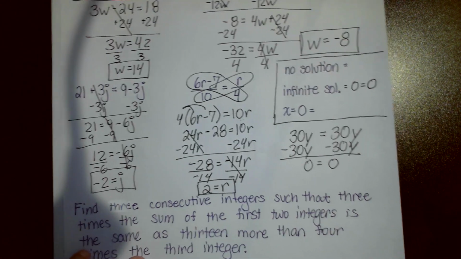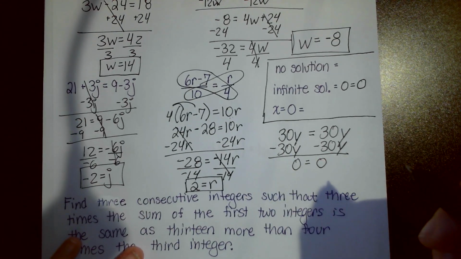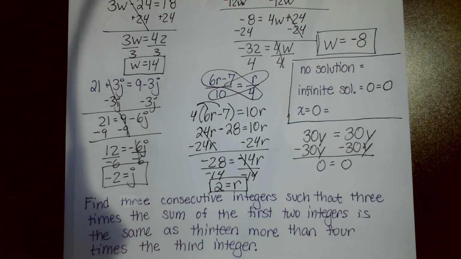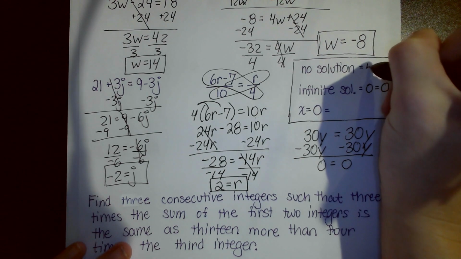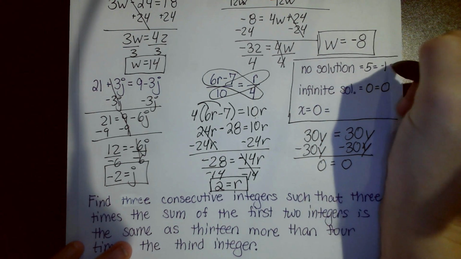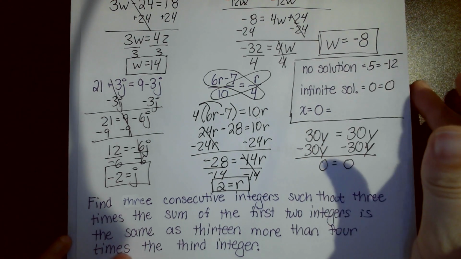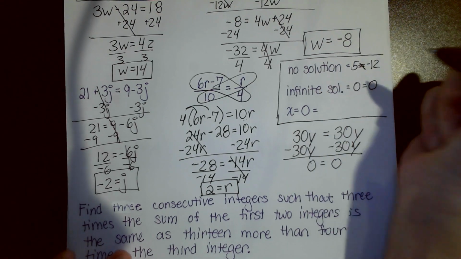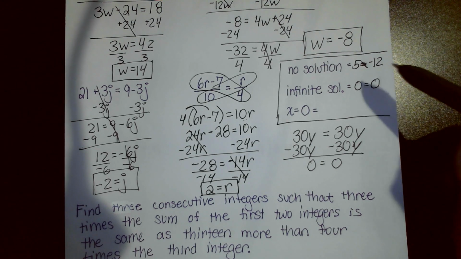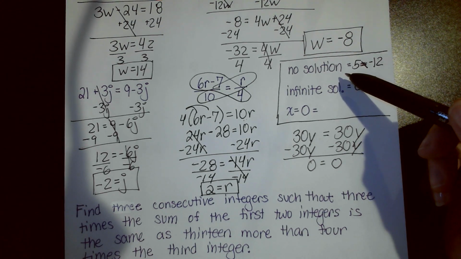All right. Now, if I did this and I ended up with an equation that gave me an answer that didn't make sense, for example, 5 equals negative 12. Well, no, it doesn't. That's a lie. 5 does not equal negative 12. So when we get to an answer like that, that's when you know there's no solution.